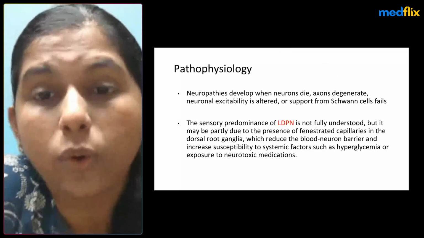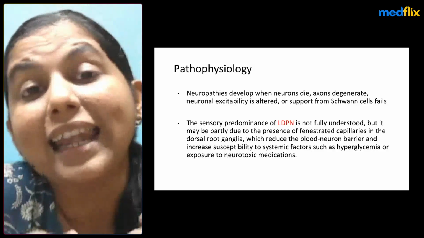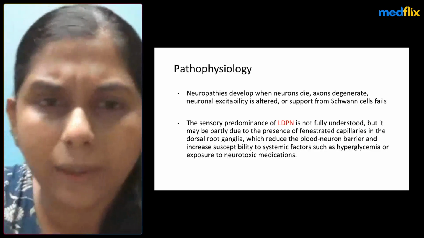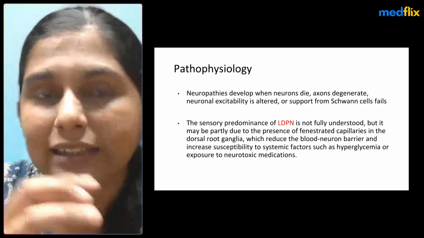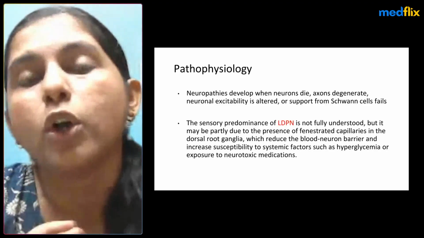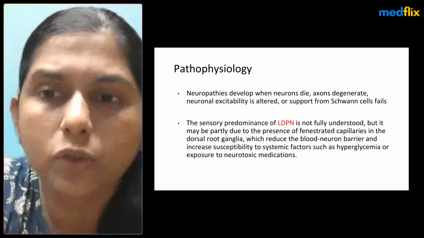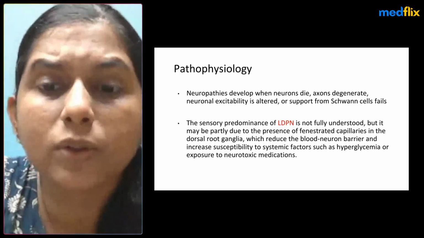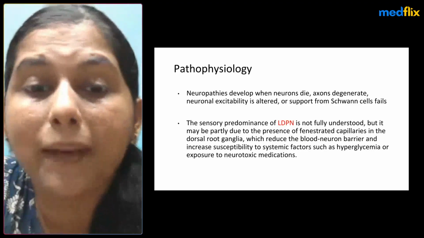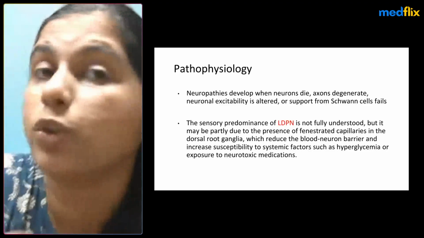Now, we do know that the most common pattern of peripheral neuropathy is the length-dependent peripheral neuropathy. That is the most common type that we encounter in our day-to-day practice. And here it is predominantly sensory motor length-dependent peripheral neuropathy. That is the most common clinical phenotype. Why this sensory predominance is there is not completely understood, but one of the mechanisms proposed is the presence of fenestrated capillaries in the dorsal root ganglia, which reduce the blood neuron barrier and increase the susceptibility to systemic factors such as hyperglycemia or exposure to neurotoxic medications.